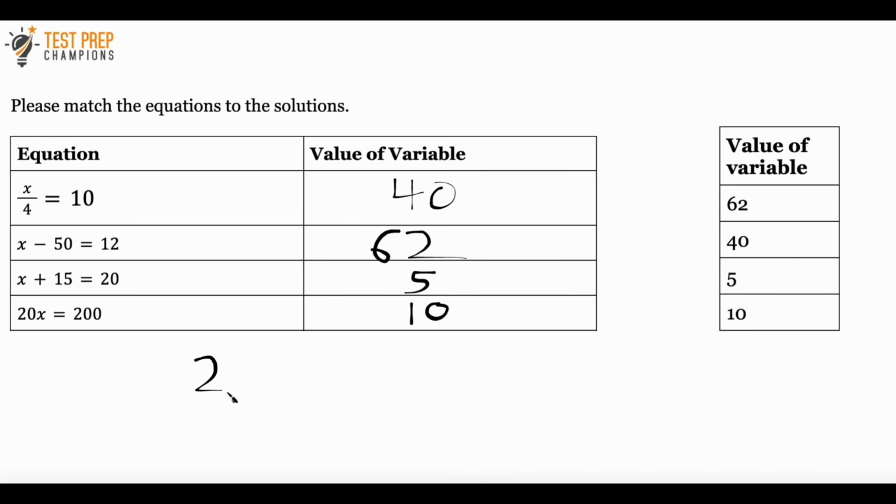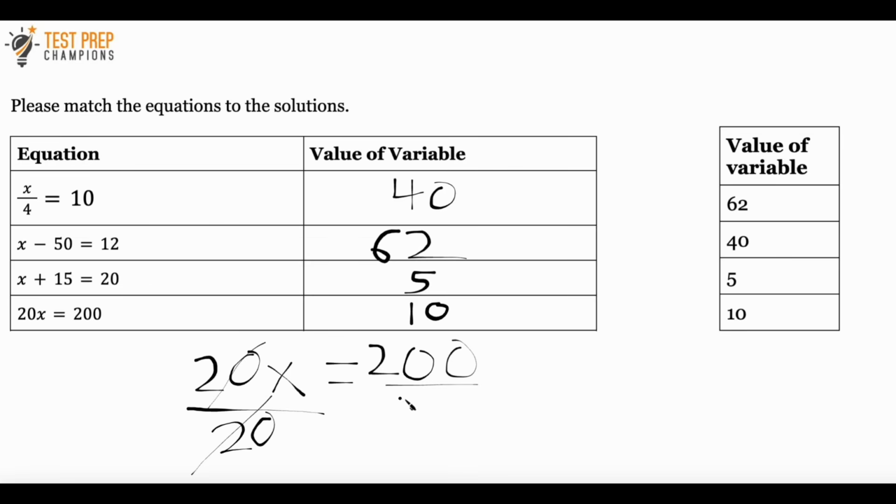So we have 20 times x. So whenever you see a number with a variable beside it like this, 20x, that just means 20 times x. So we have 20 times x equals 200. So to get the x by itself, we have to do the opposite of times, which is division. So we're going to divide by 20 on both sides. And 200 divided by 20 is 10.